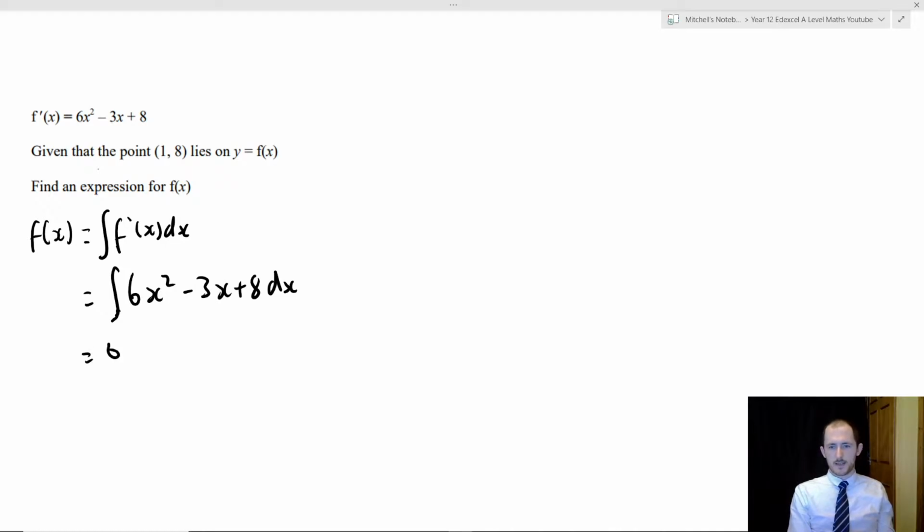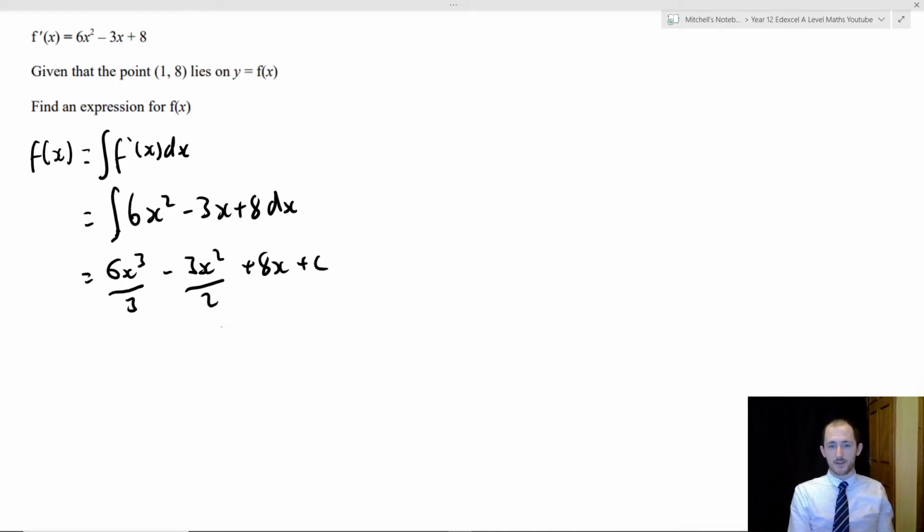So 6x cubed over 3 minus 3x squared over 2 plus 8x plus c. Okay. Now what I'm going to do is I'm going to simplify this first. So now we have f of x equals 6 over 3 is 2, 2x cubed minus 3 over 2 x squared plus 8x plus c.